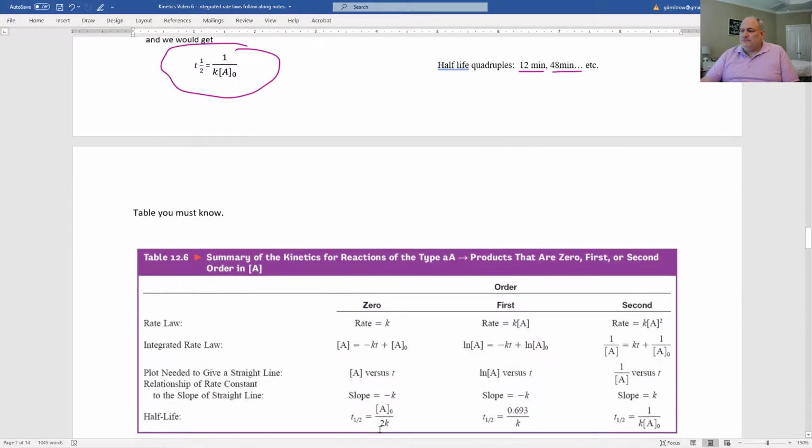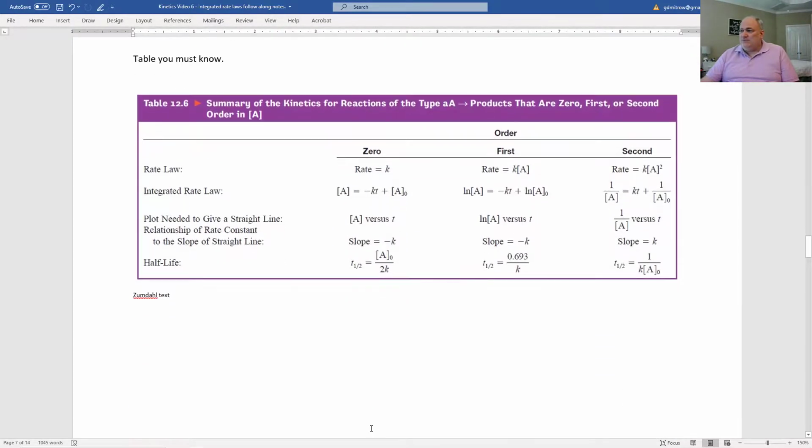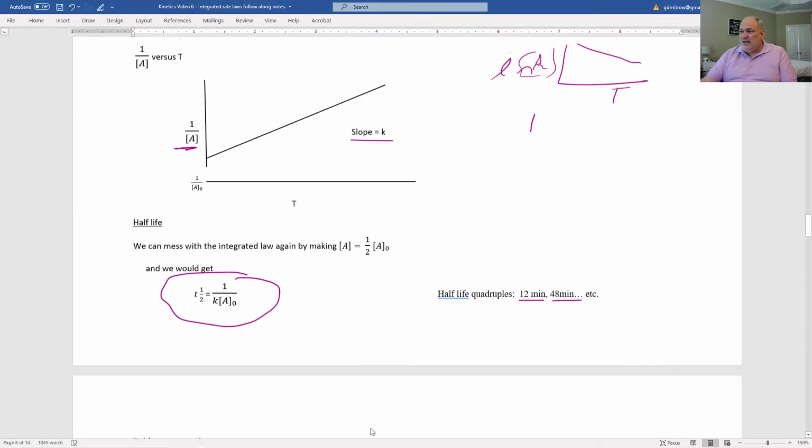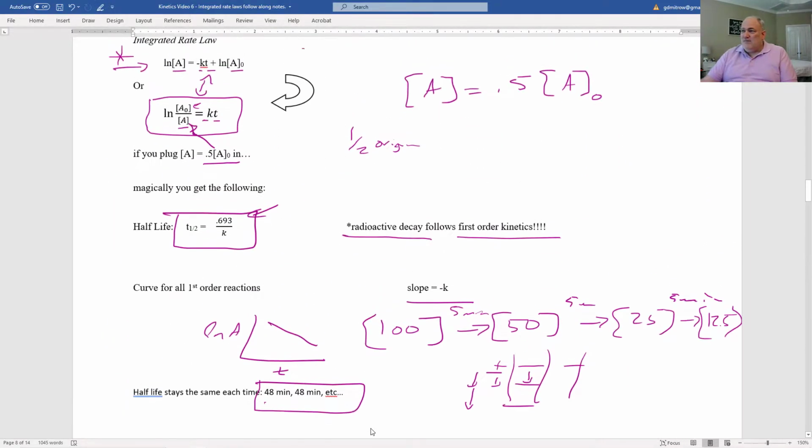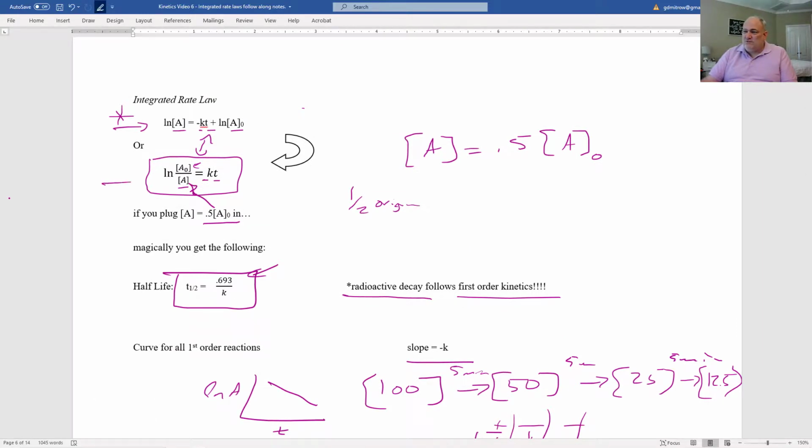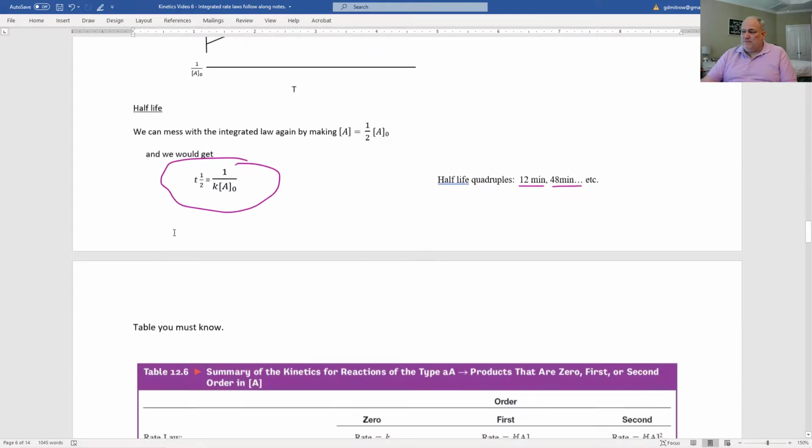Now, this table right here is the one you have to memorize. This stuff right here, and particularly this equation, and there are variations, like for first order. Yes, you need to know this equation here. Unless you're really, really good at manipulating equations, I would memorize this equation right here as well, because that's going to allow you to solve problems a little more simply.